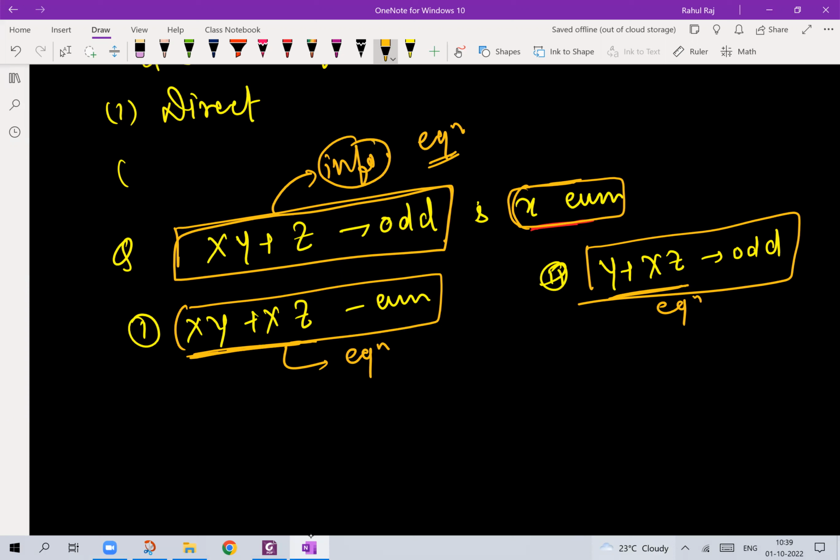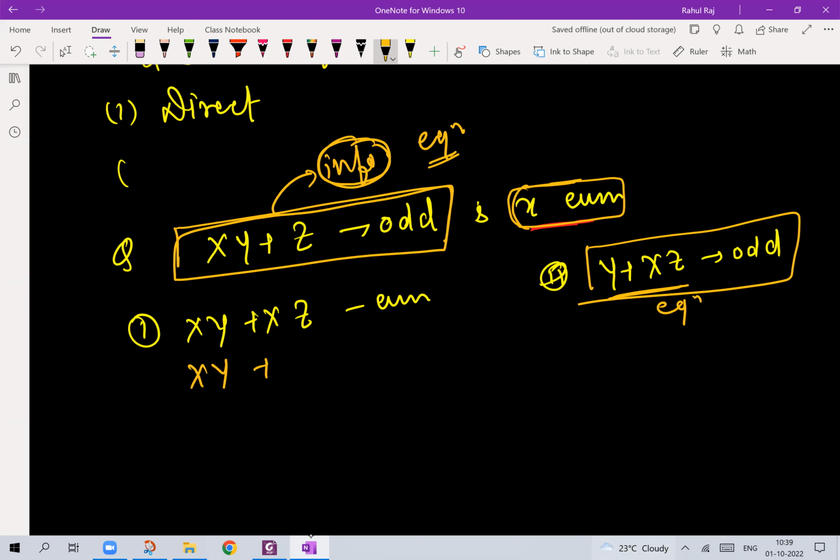So we are very sure that this information needs to be used while solving the statement. In terms of equation, guys, your job is just to solve these two equations. That's it. Do not do anything else at all. So it is given to me that xy plus z is an odd integer, and it is given in the question that xy plus xz is an even integer.